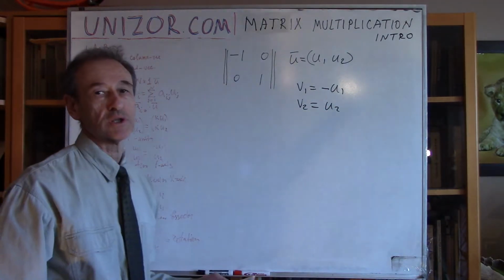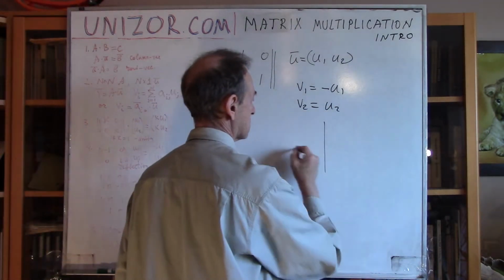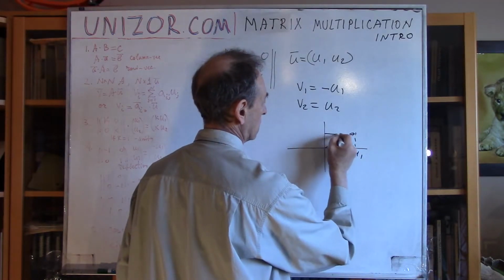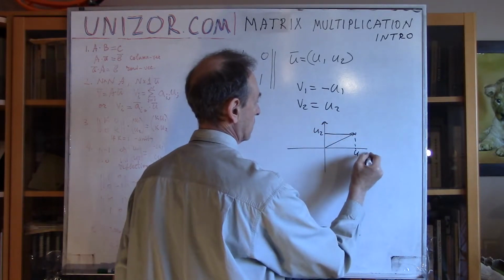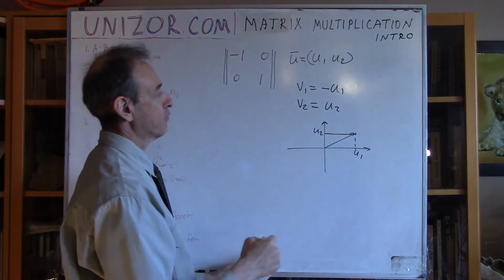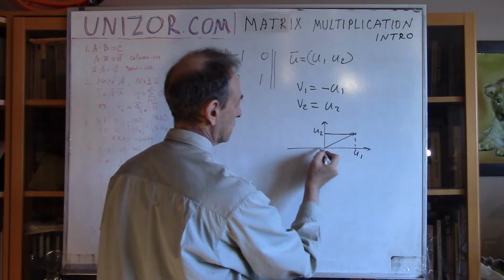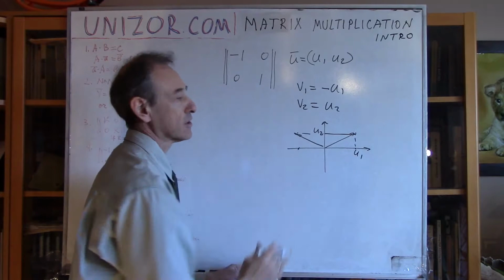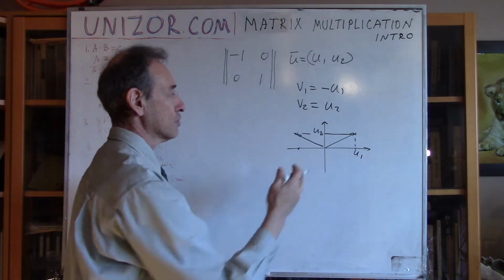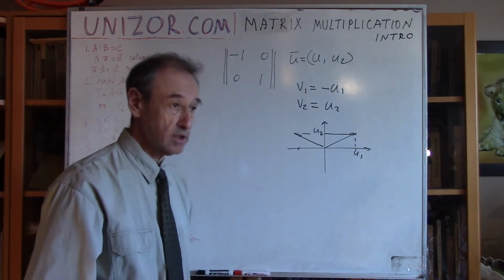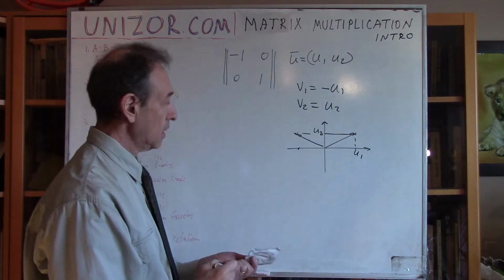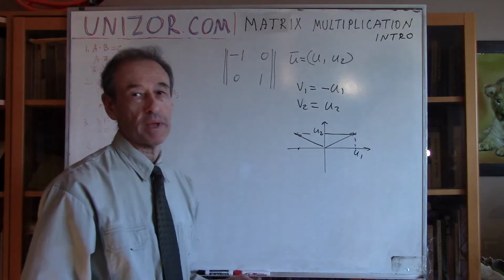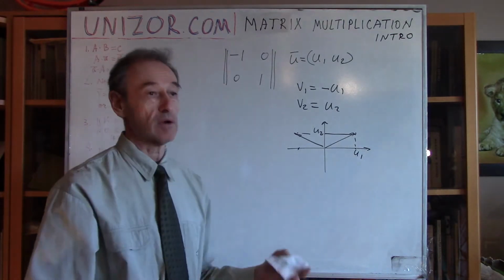So what is this particular transformation? Well, let's just consider it this way. If this was a vector u1, u2, it will be transformed into minus u1 and u2. So this is a reflection. It's a reflection relative to the y-axis. It's a linear transformation, obviously, and it's represented by this particular matrix. So this matrix is a reflection.